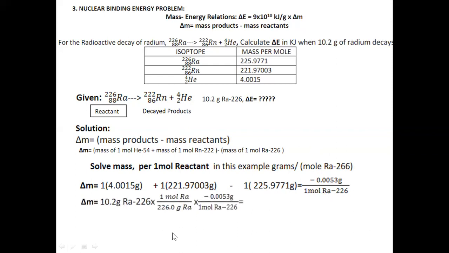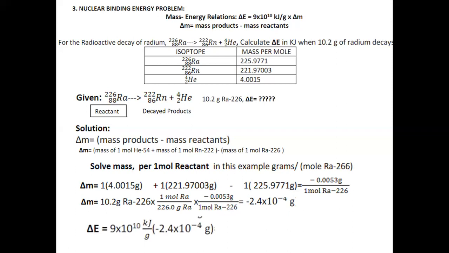To further simplify this, delta M is equal to 10.2 grams, which is given, of radium-226, multiplied by 1 mole of radium per 226 grams of radium, times the value we solved earlier, negative 0.0053 grams per mole of radium-226. This gives us a final answer of negative 2.4 times 10 raised to negative 4 grams.